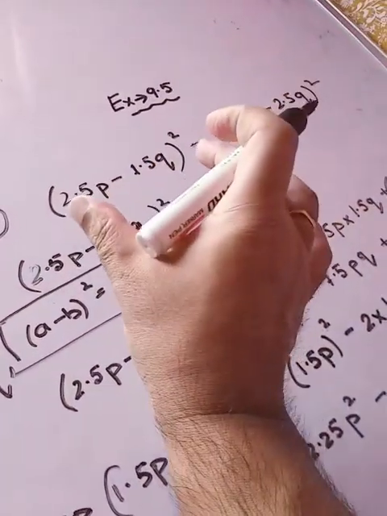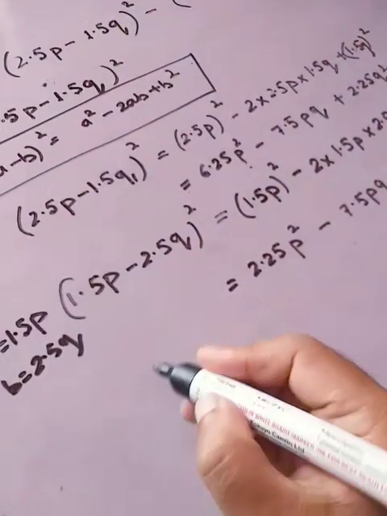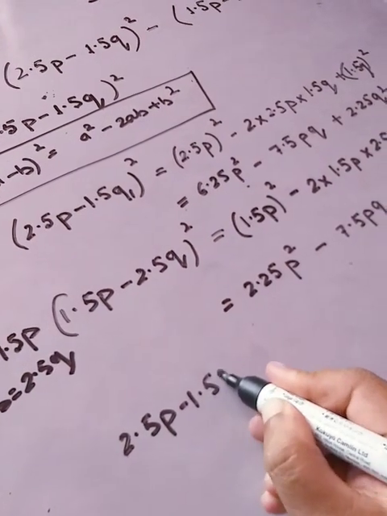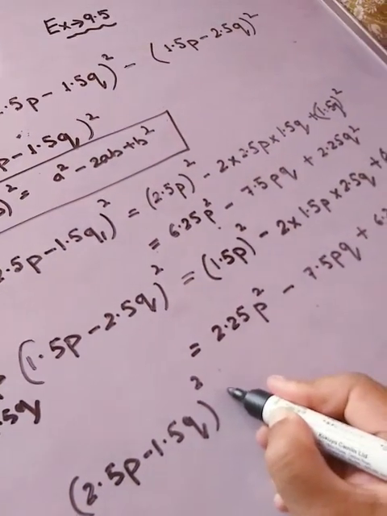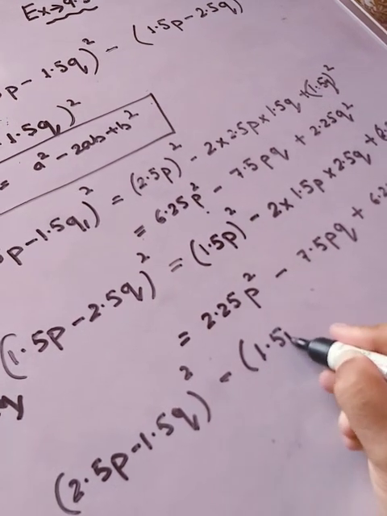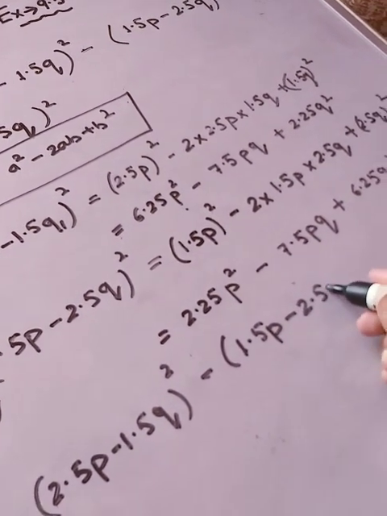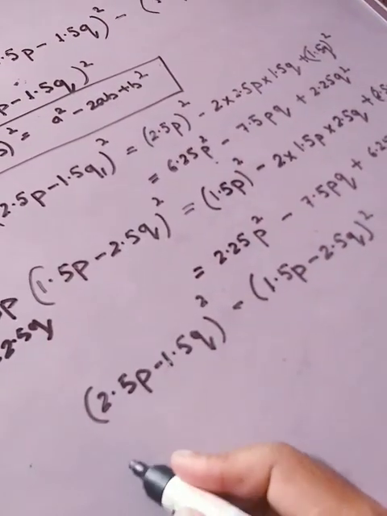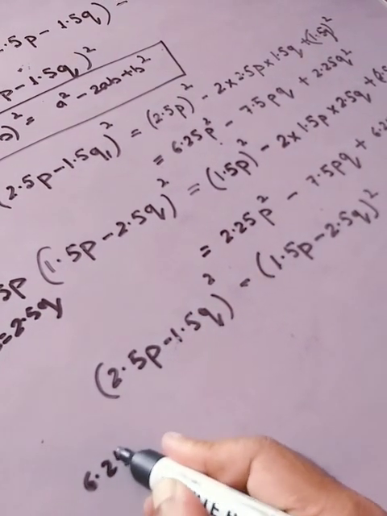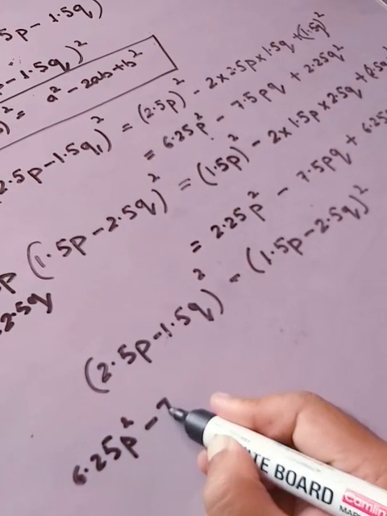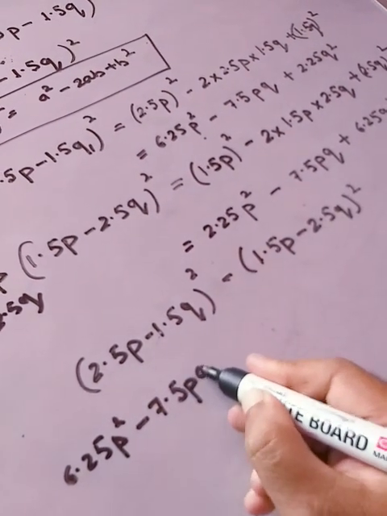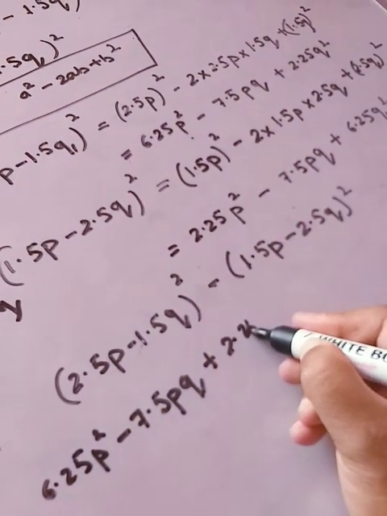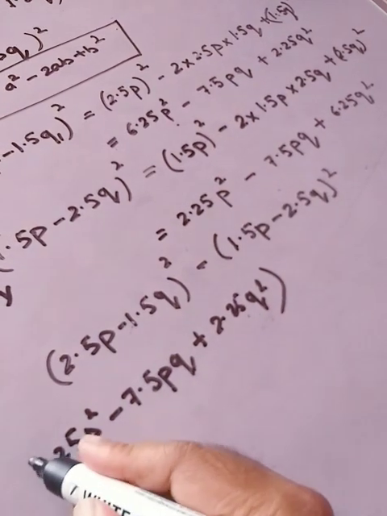Okay. Now we'll write this expression again. That is, 2.5p minus 1.5q whole square, minus 1.5p minus 2.5q whole square. Now what was the answer of this? This was the answer. Now we'll write. That is, 6.25 p square minus 7.5 pq plus 2.25 q square. We'll put it inside the bracket.